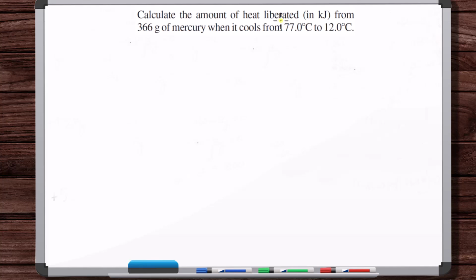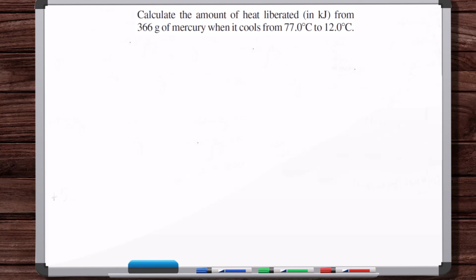Calculate the amount of heat liberated in kilojoules from 366 grams of mercury when it cools from 77 to 12 degrees Celsius. Okay, we need the specific heat of mercury. You'll be able to easily find a table in the chemistry textbook, or if you Google it, check your Google reference, make sure it's a good reference. You'll be able to find specific heats of substances, right? Because that's a material property. Heat capacity is not a material property. That heat capacity depends on the amount of substance.